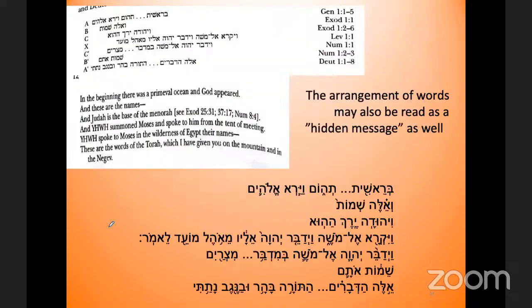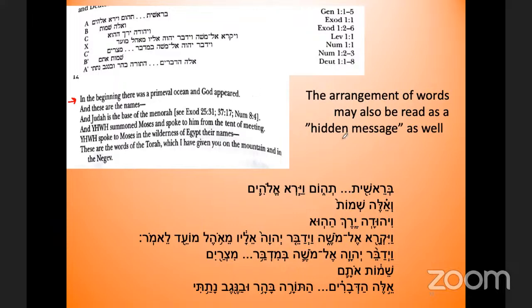All right, moving forward. So now we kind of want to look at a synopsis of all of those verses that we read, because they actually create their own little story. The arrangement of words may also be read as a hidden message. So Bereshit Tehom Vayar Elohim. So this is the first verse. We have the English: In the beginning, there was a primal ocean, Tehom, and God appeared.